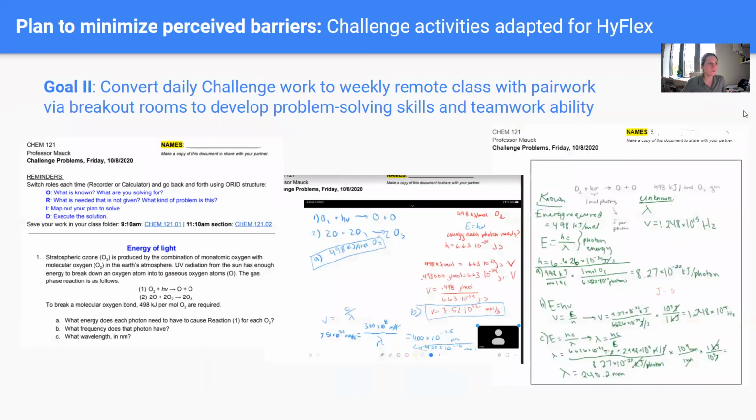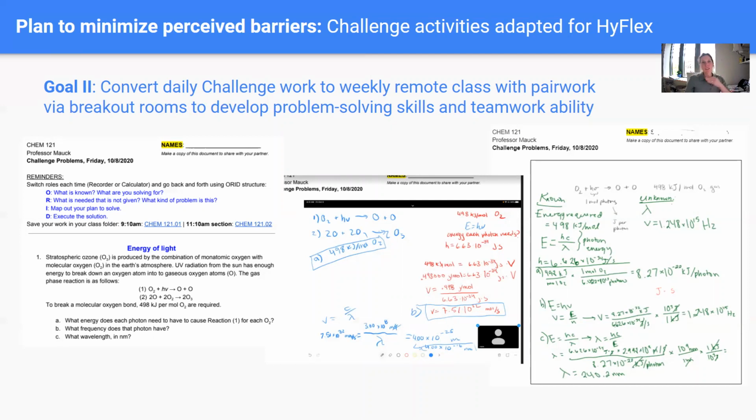The second goal was to convert those daily pair work sessions into a weekly remote class. This both minimized the amount of time that we had 40 people all in one space, just for safety reasons, and also allowed them to have face-to-face interaction with one another and with me without wearing masks, and be able to work through problems to still develop those problem-solving skills and their teamwork abilities. I'm showing here some examples.